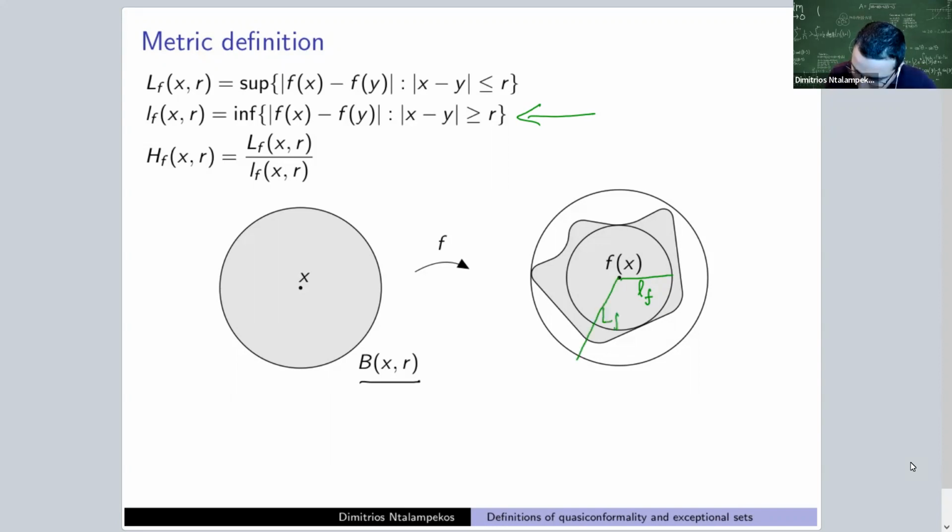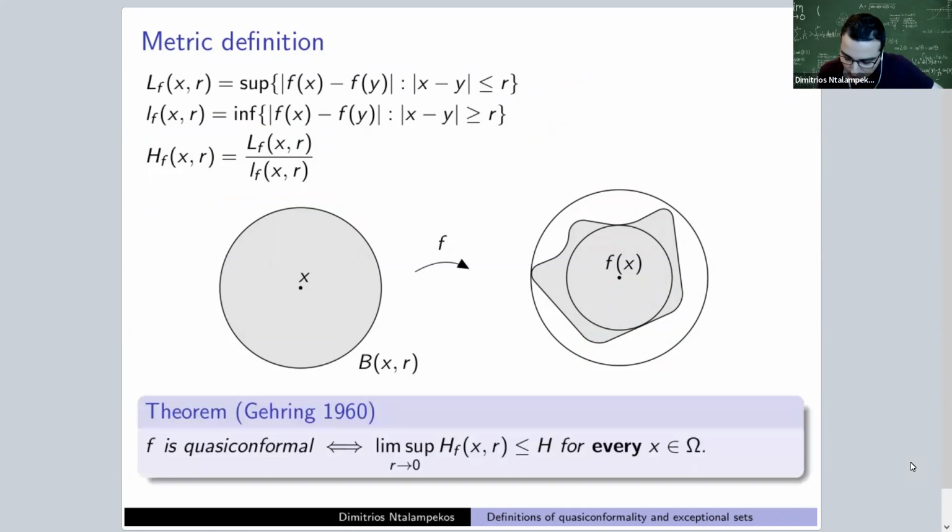So the radius here is going to be the capital L_f. And then we take the ratio of these two numbers. The ratio somehow gives us the eccentricity of the image of the ball. So if the ratio is close to 1, then this means that the image is close to being a round ball. According to the metric definition of quasiconformality, which is due to Gehring from the 60s, f is quasiconformal if and only if the limsup of the eccentricity as r goes to 0 is uniformly bounded for every x.